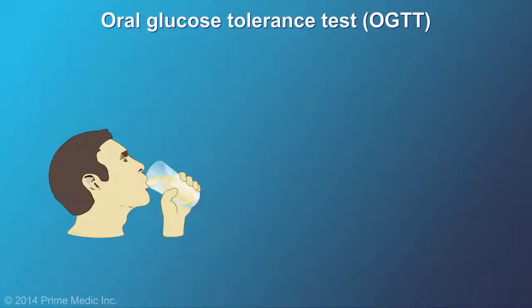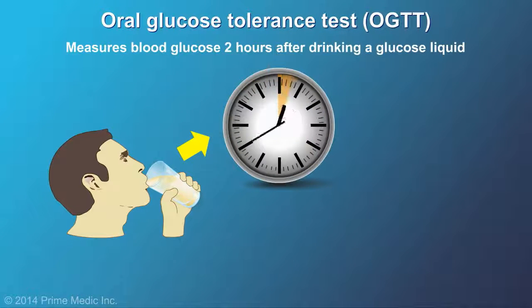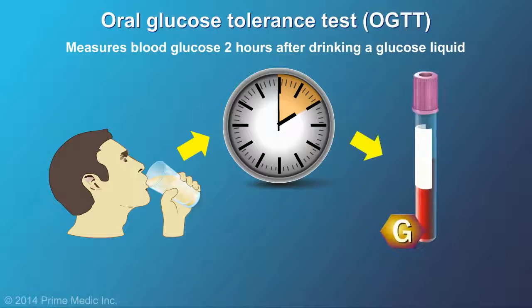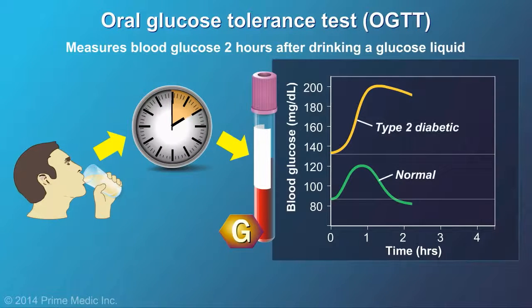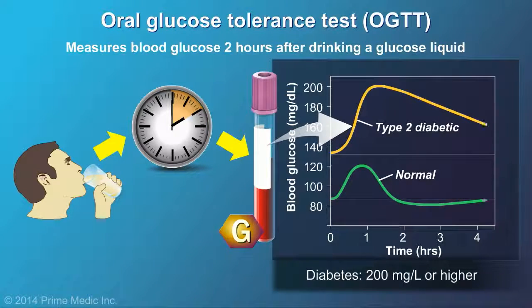Another test is the oral glucose tolerance test, or OGTT. This test measures your blood glucose 2 hours after drinking a glucose liquid. Diabetes is diagnosed when the glucose tolerance test level is 200 milligrams per deciliter or higher.